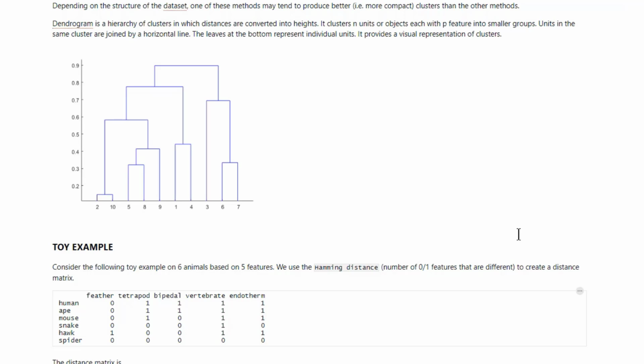A dendrogram is a hierarchy of clusters in which distances are converted to heights. It clusters the n objects, each with p features, into smaller groups. Units in the same clusters are joined by a horizontal line. This leaves the most dissimilar points at the top of the dendrogram. The ones at the bottom represent the individual units. This represents a visual illustration of the clusters.